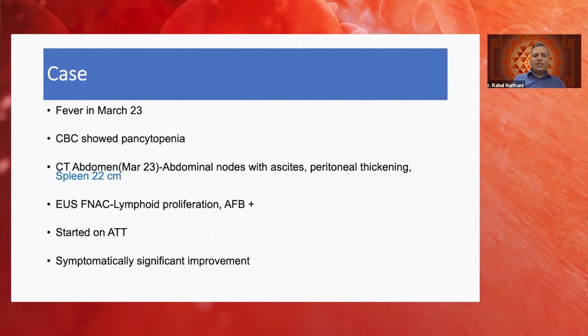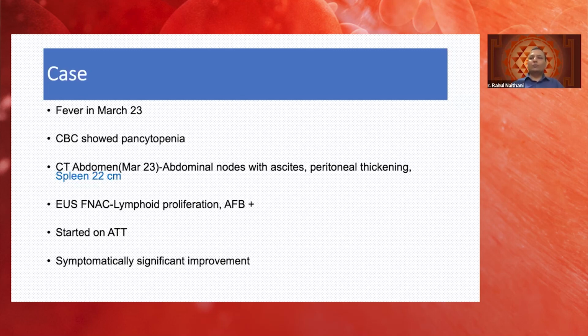This is another patient, about 60 years, probably male. She had fever in March 23. CBC showed pancytopenia at that point of time. A CT abdomen was done outside, which showed ascites and peritoneal thickening. The spleen was 22 centimeters. Endoscopic ultrasound guided FNAC was done from the abdominal node, which showed lymphoid proliferation. AFP was positive. This patient was started on ATT. He had a significant clinical improvement.